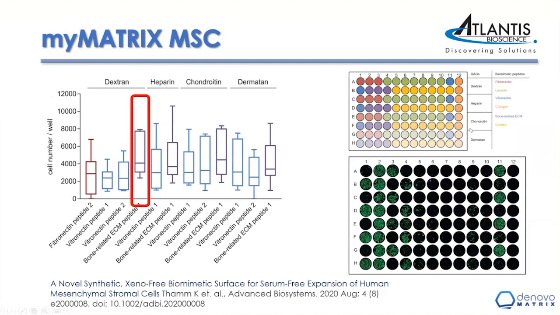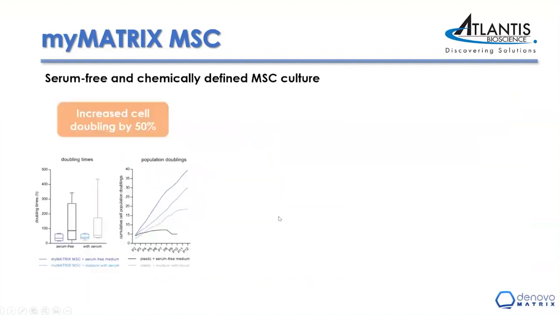So basically, this MyMatrix MSC is made up of dextran sulfate and the bone-related ECM peptide 1. What the research team did was a screening of 96 different matrices, as shown here, and then they identified this combination of bone-related ECM and dextran to be optimal for the expansion of the MSC in the serum-free medium. This work was recently published in Advanced Biosystems, shown here.